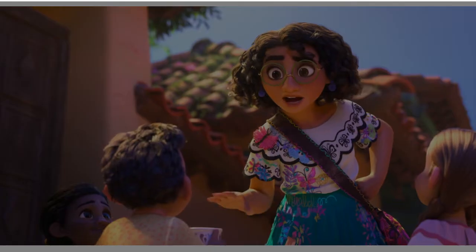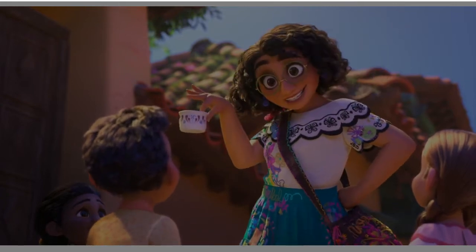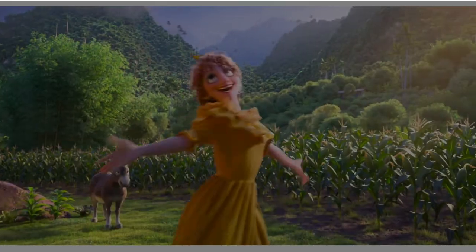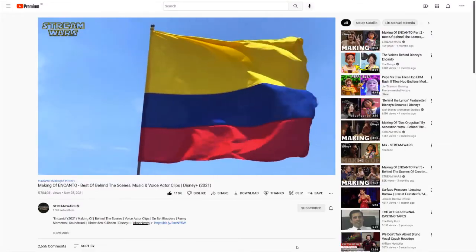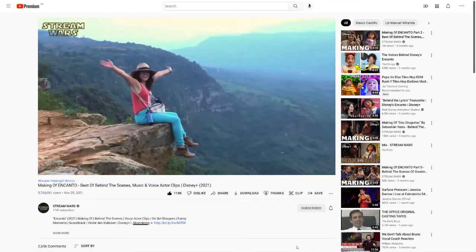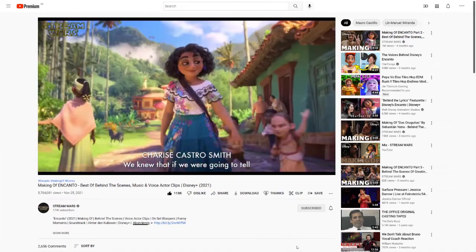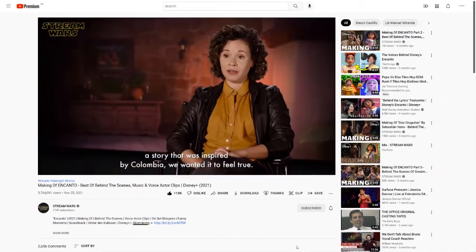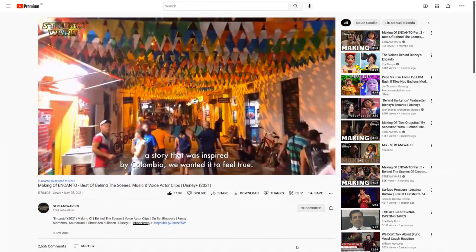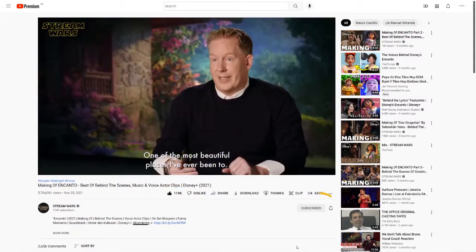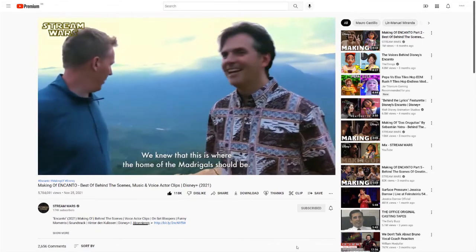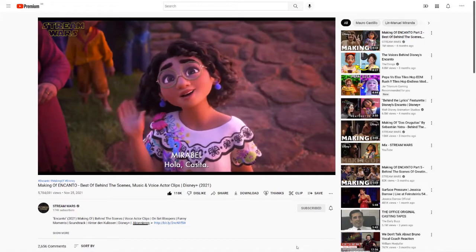Here's an example of what the Disney team did for gathering information about the environment they want to use in their story. We knew that if we were going to tell a story that was inspired by Colombia, we wanted it to feel true. We went and visited the Cocora Valley. It's one of the most beautiful places I've ever been to. We knew this is where the home of the Madrigal should be.